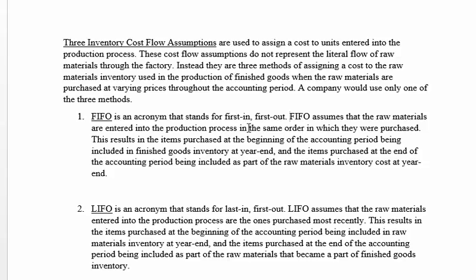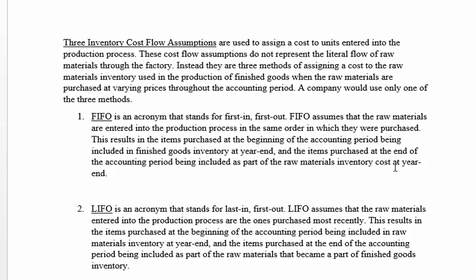It assumes that raw materials are entered into the production process in the same order in which they're purchased. Notice that hinges on the word assumes. Doesn't mean literally that they were entered into the production process in the same order in which they were purchased. It's just a way of assigning a cost to those raw materials that we use during the year. And this results in the items purchased at the beginning of the accounting period being included in finished goods inventory at year end, and the items purchased at the end of the accounting period being included as part of the raw materials inventory cost at year end.